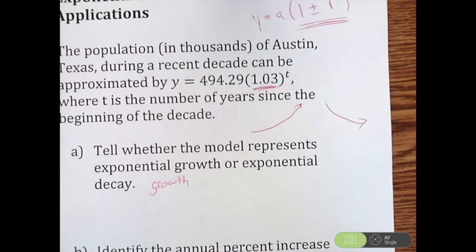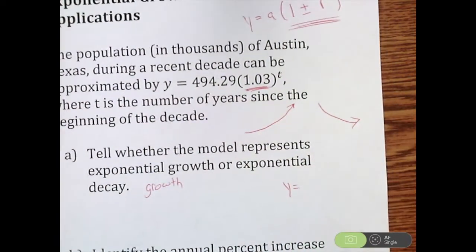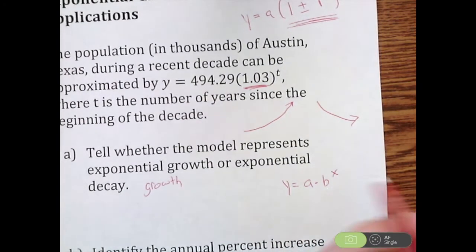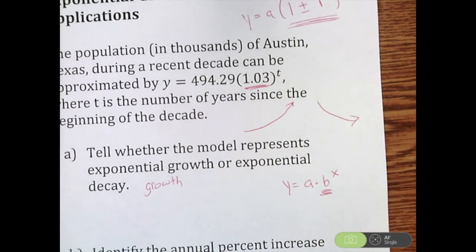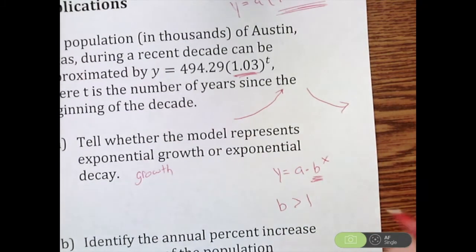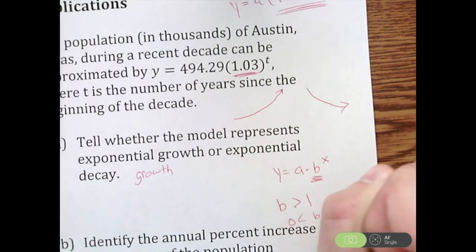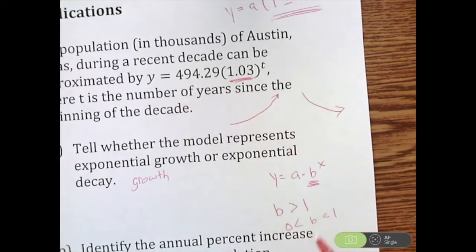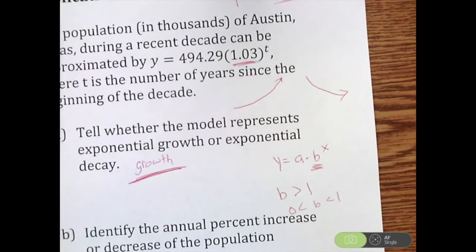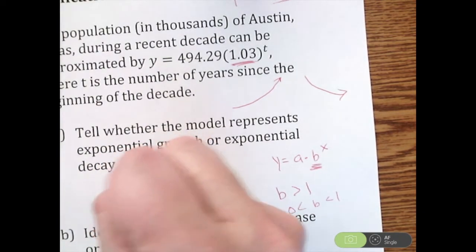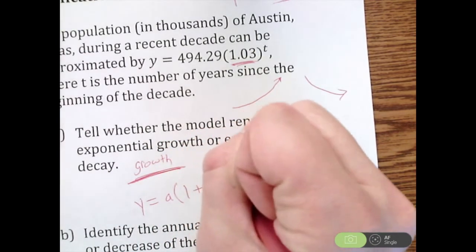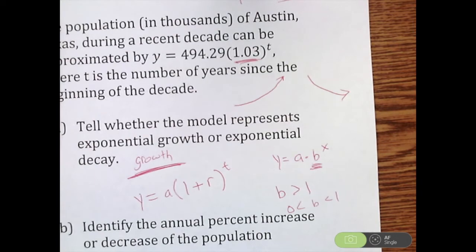One final way you can tell is that this is also very similar to the other exponential equation, y equals a times b to the x. In the previous video, remember how I talked about that b, that's your growth or decay factor. If that's greater than 1, it's growth. If it's between 0 and 1, it's decay. So 1.03 being bigger than 1 confirms that this is growth. Since it's growth, I know I'm dealing with y equals a times 1 plus r to the t. That's how I know for sure this is growth.